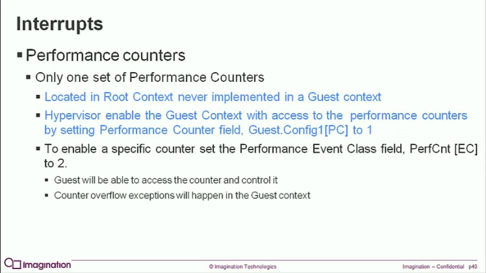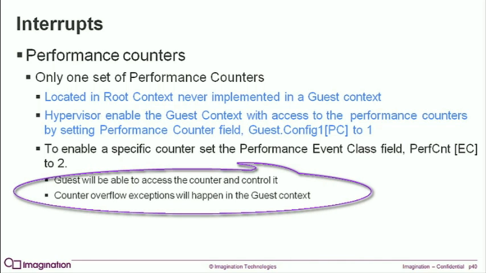The hypervisor can control which set of performance counters a guest has access to by setting the specific performance counter event class field. This field is only visible in the root context. A setting of 2 means that only guest events will be counted. The counter is controllable in the guest context, and the counter overflow exceptions will be taken in the guest context.